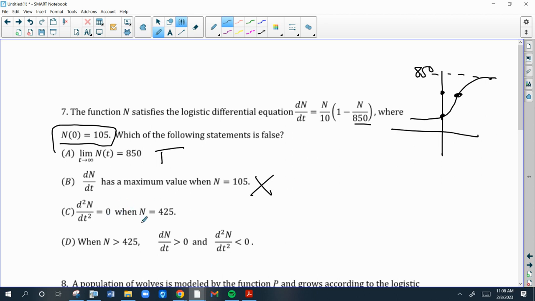The second derivative goes to 0 when it changes concavity at n equals 425. That's true. That's half the limiting capacity. And when n is greater than 425, which would be up in this area, dn dt is greater than 0, which means the graph is increasing. That's true. And the second derivative is less than 0, which means the graph is concave down, which is also true. So everything other than B is clearly true, and B is clearly false, so the answer is B.